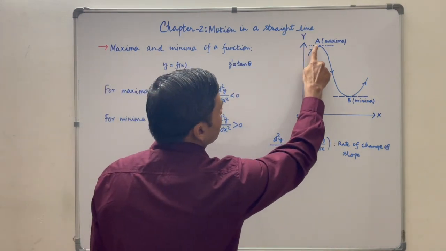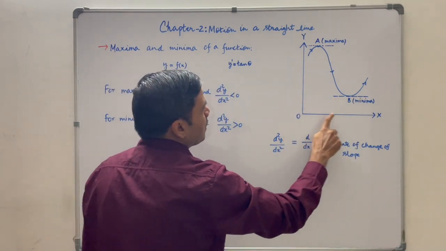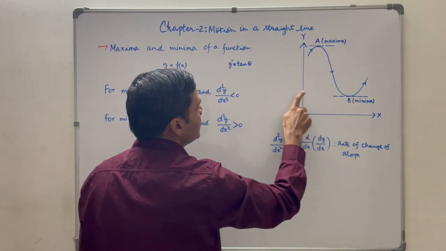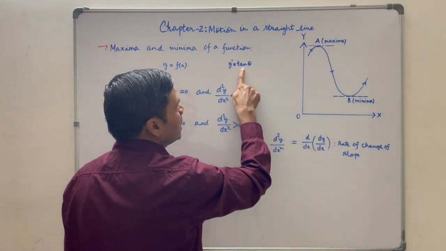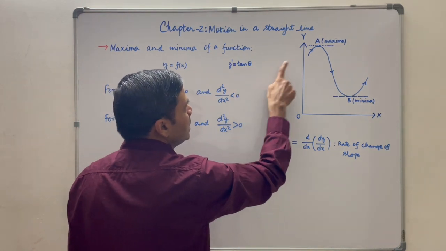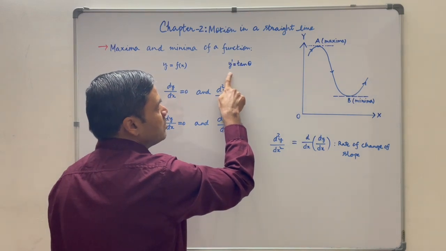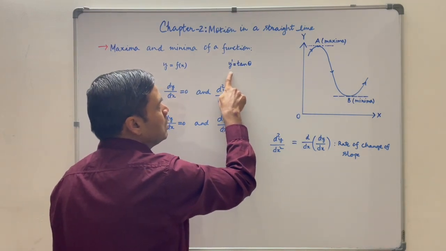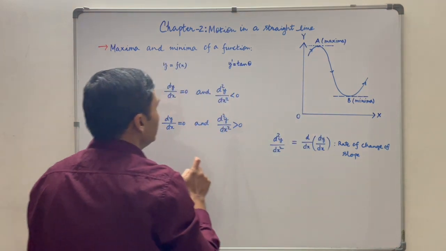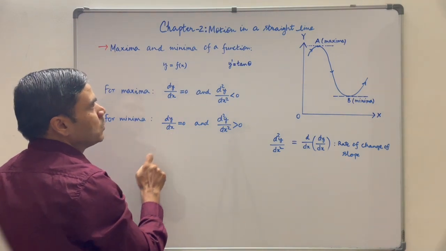Draw a tangent at point A and another tangent at point B. They will be parallel to the x-axis, meaning their slope will be 0. Their slope is given by tan theta, where theta is the angle they make with the positive x-axis. In these cases, theta is 0 degrees, so y dash, which is given by the slope of the tangent, will be 0 in both cases, maxima and minima. So in maxima and minima, dy by dx is equal to 0.